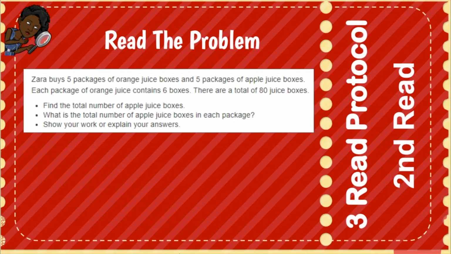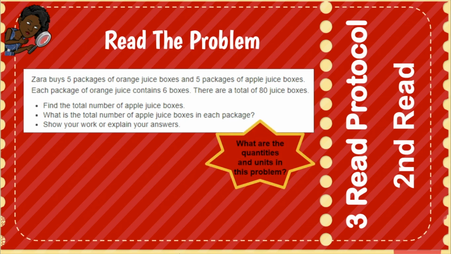For the second read, I would like for you to read the problem along with me. Zara buys 5 packages of orange juice boxes and 5 packages of apple juice boxes. Each package of orange juice contains 6 boxes. There are a total of 80 juice boxes. Find the total number of apple juice boxes. What is the total number of apple juice boxes in each package? Show your work or explain your answers.